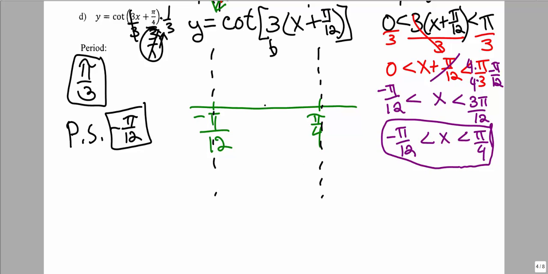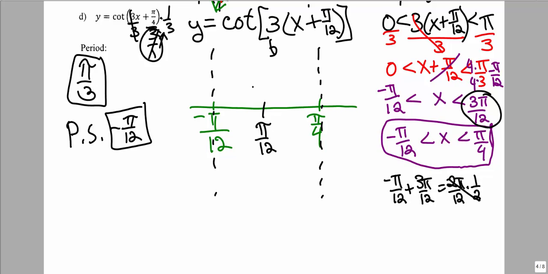And for our midpoints, we're going to add together minus pi over 12 plus, and we need a common denominator, plus 3 pi over 12. We have to give them the same denominator. We get 2 pi over 12, and if I multiply by a half, we get positive pi over 12. So that means that in between minus pi over 12 and positive pi over 12, we have 0, which is our y-axis.